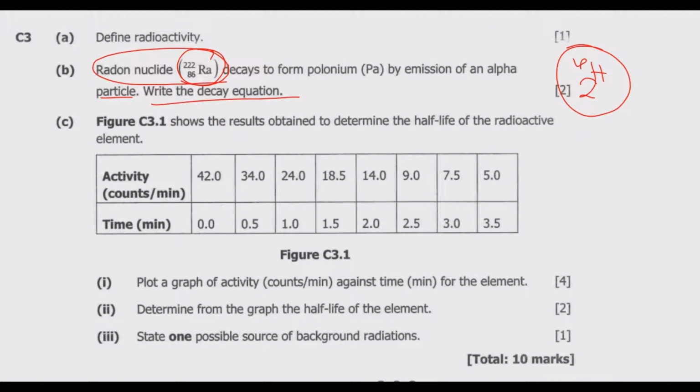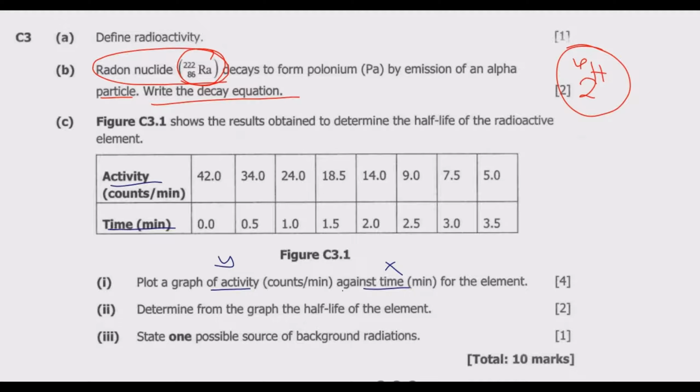Question C, figure 3.1 shows the results obtained to determine the half-life of a radioactive element. We have the activity in counts per minute, then we have time in minutes. Roman numeral 1, plot a graph of activity against time for the element. The activity is the first one, so this is the y-axis, then this is the x-axis. Roman numeral 2, determine from the graph the half-life of the element. Roman numeral 3, state one possible source of background radiation.